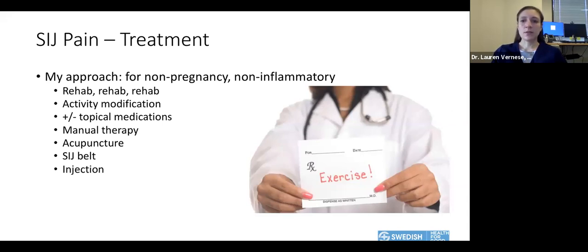Injections, again, I typically am using this more diagnostically, but we'll go over that. I do tend to do some steroid and what are called platelet-rich plasma injections. And then I will typically, if they still have pain, get them into more rehab, maybe change up the location for rehab, different perspective.